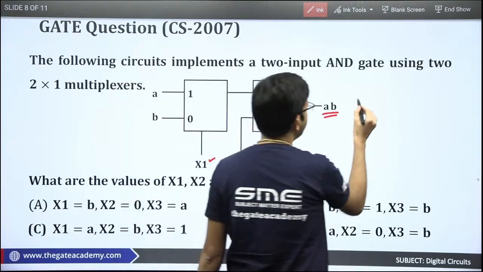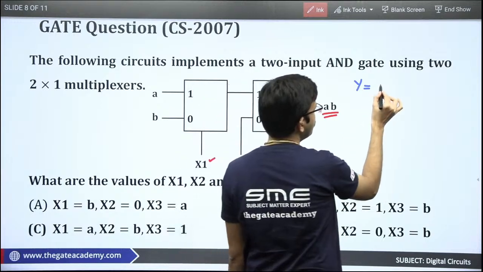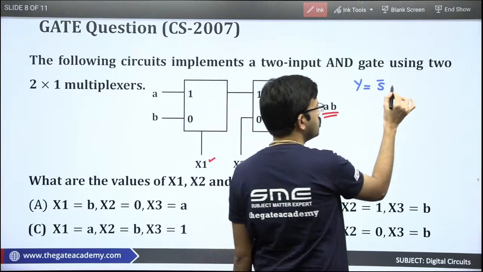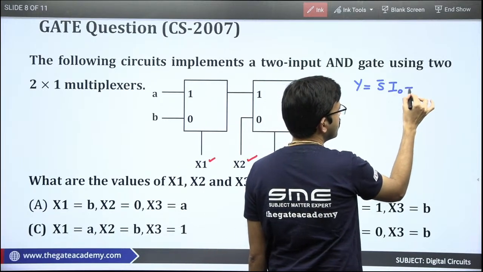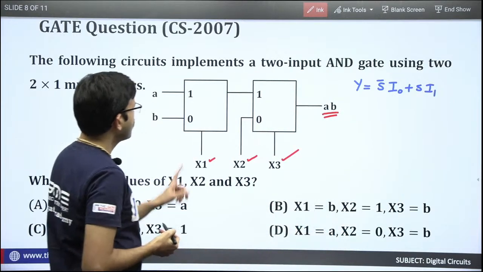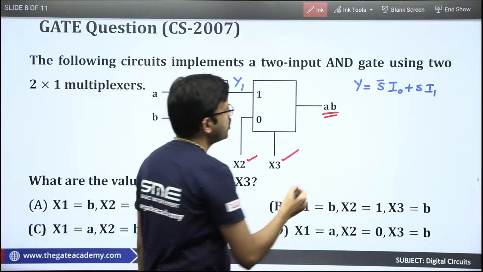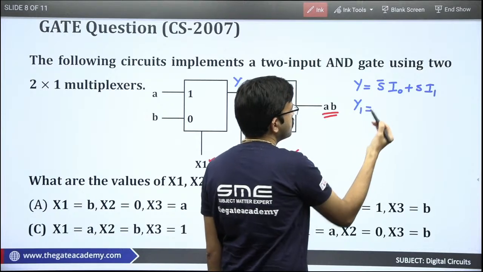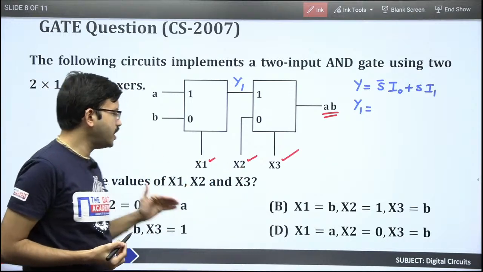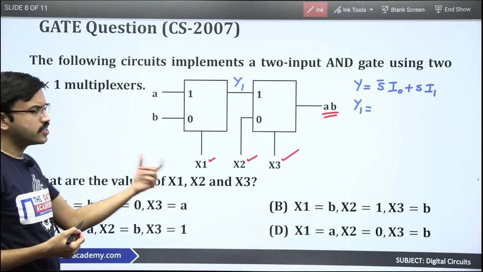So first write the standard equation for the 2 by 1 mux output. For a 2 by 1 mux you have a single selection line. If the selection is 0, I0 goes to the output. If the selection is 1, I1 goes to the output, right? For the time being, I am labeling the output of the first mux as Y1. Here you already have the choices, right? Regarding x1, x2, x3, let us verify option by option. For the time being, I am considering option A. Whether it is correct or not, let us see.